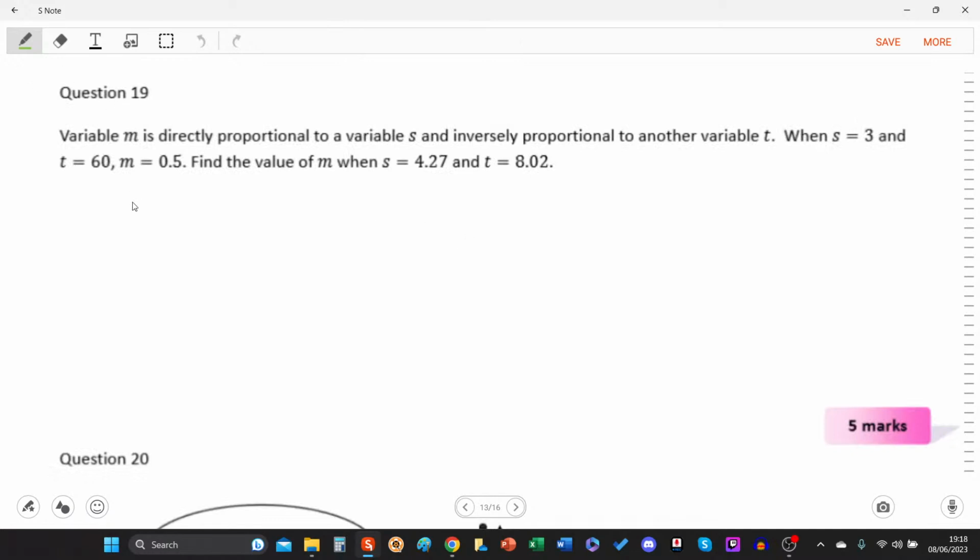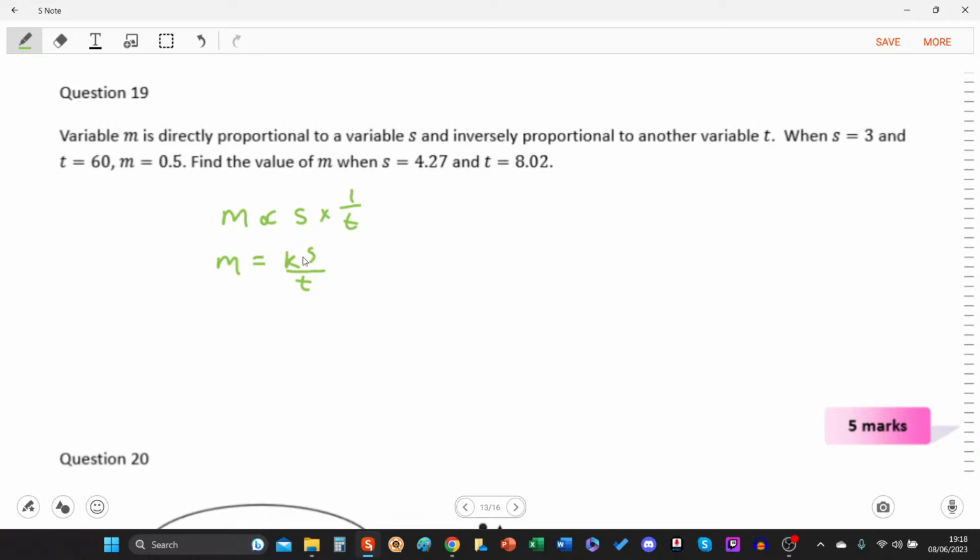What's this? This is something that's not come up yet. And I thought it's one of those formats I don't think many people know how to deal with. So variable m is directly proportional to variable s and inversely proportional to another variable t. Like that. If we were to turn this into a formula, something like this. I don't think this often comes up, but let's just say that it does.